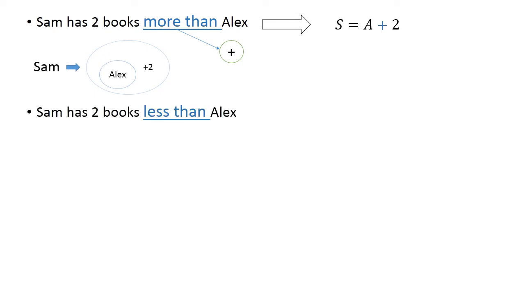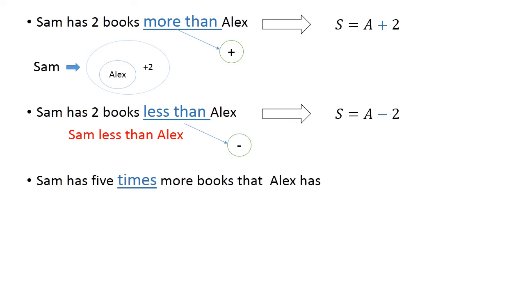Sam has 2 books less than Alex. When we see the keyword less than, we are going to refer to subtraction operation. This phrase means that Sam has less than Alex by 2. Then we can write the equation S equal A minus 2. Always remember that Sam is less than Alex.